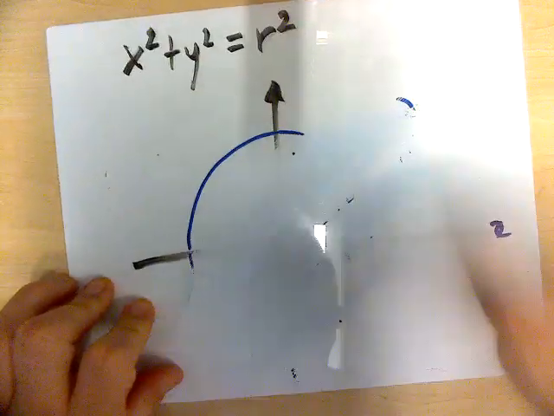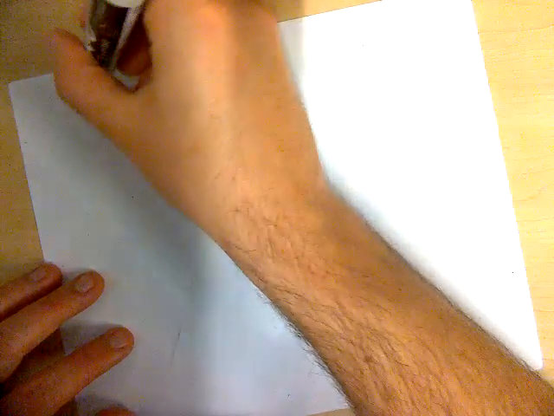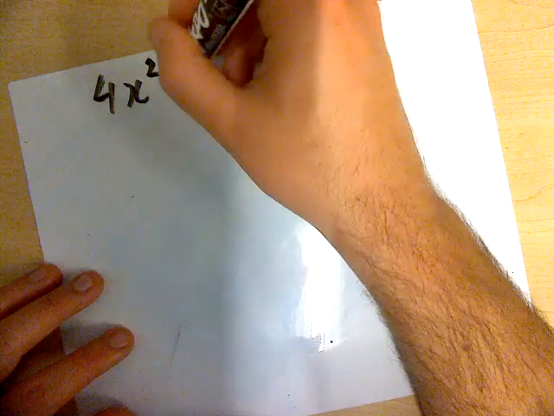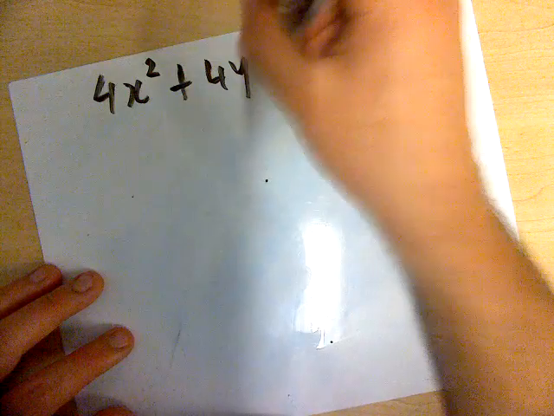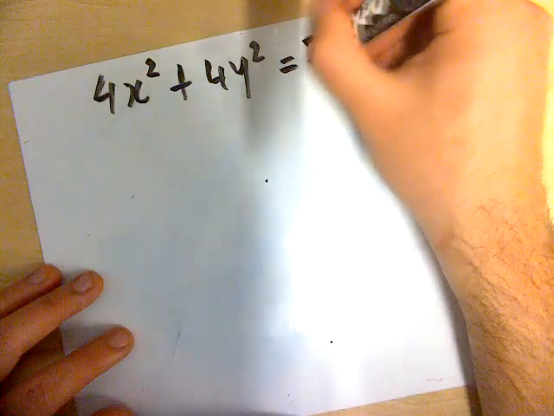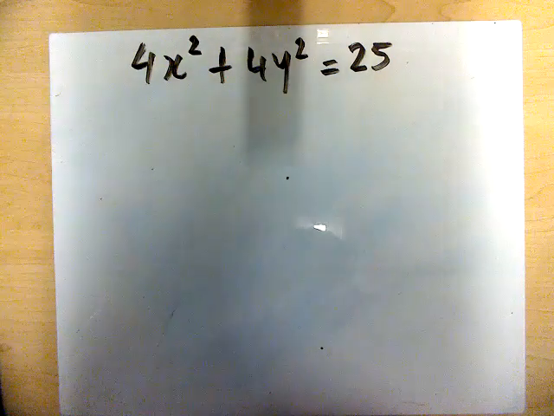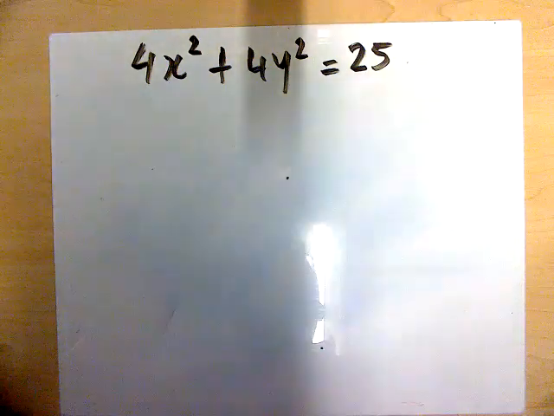So what can we actually do with that? Why do we need to know that? We might get a question that looks something like, or it'll say sketch the graph, or sketch the circle, 4x squared plus 4y squared equals 25. That's our question up there. So sketch the graph, 4x squared plus 4y squared equals 25.